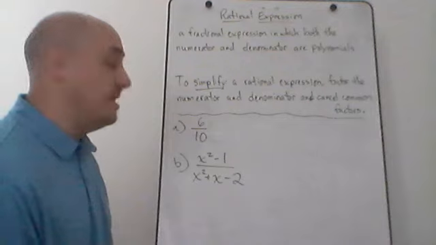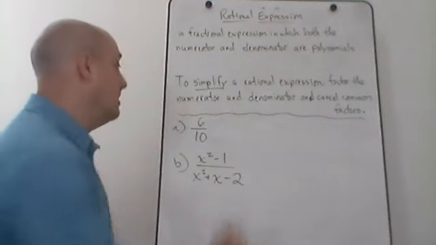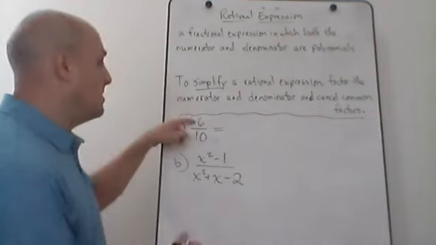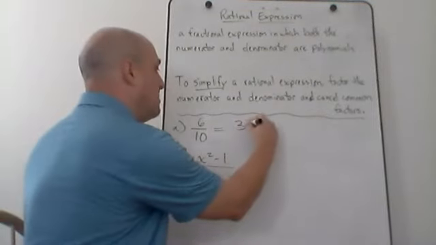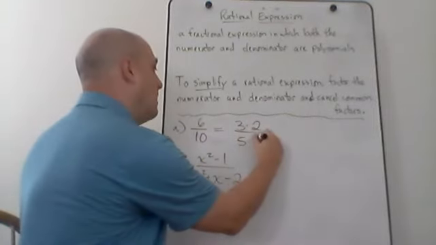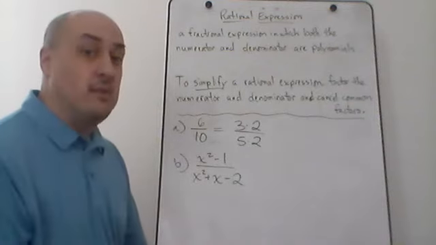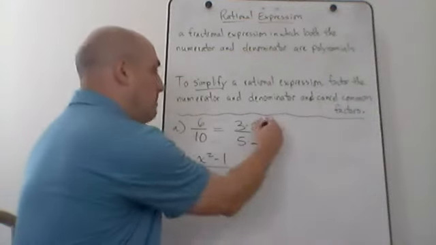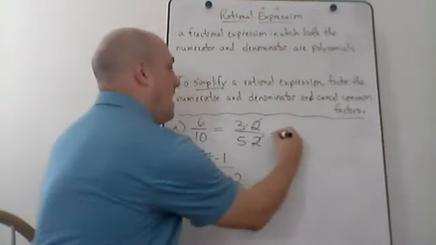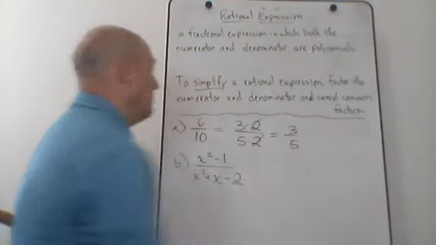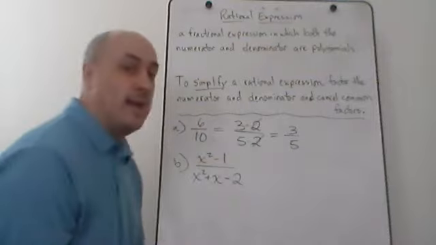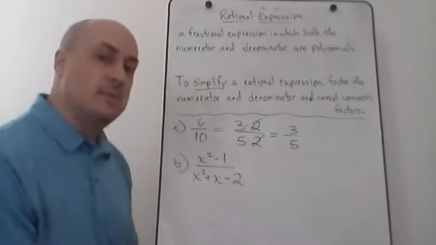For the first one, 6 over 10, I want to simplify that fraction. The first thing I want to do is factor both the numerator and denominator. So 6 is equal to 3 times 2, and 10 is equal to 5 times 2. Then I look to see if they have any common factors. Both have a factor of 2, so I can cancel out that common factor, and that leaves me with the fraction 3/5. So 3/5 is a simplified form of 6/10, and that's how we simplify a fraction.